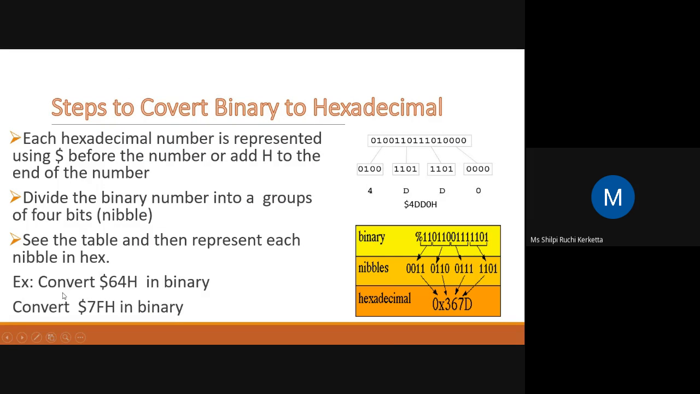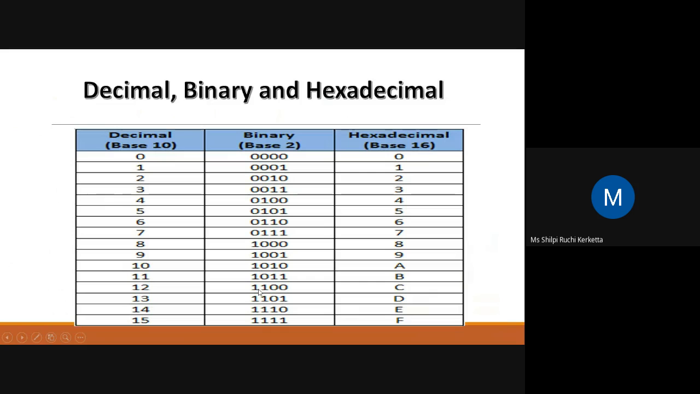So if we convert this hexadecimal number 64 in binary, and this 7F in binary, what is the value? See this table and tell me the value. 64 and 7F. Anyone? 0 1 1 0 0 1 0 0. Okay, thank you.